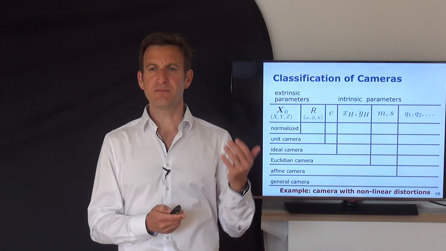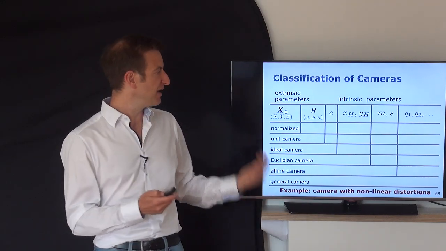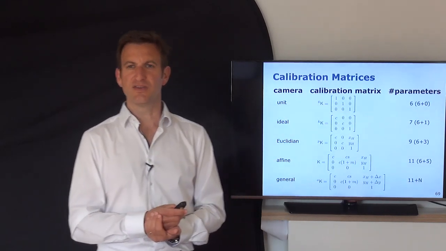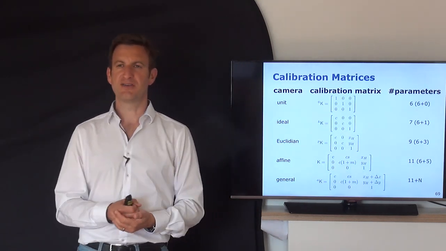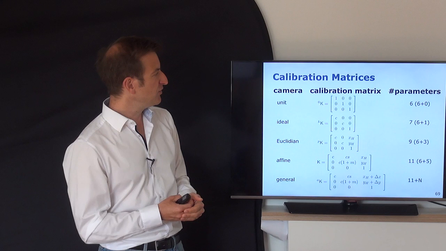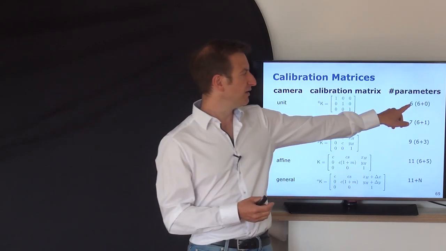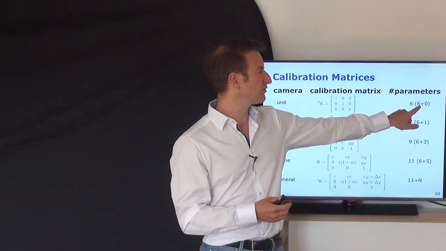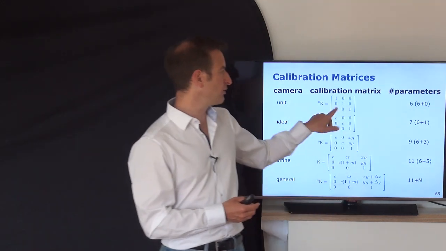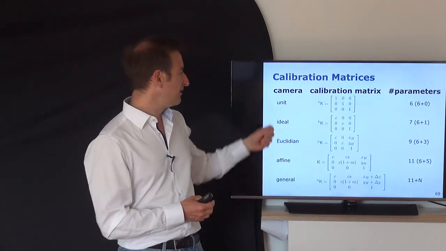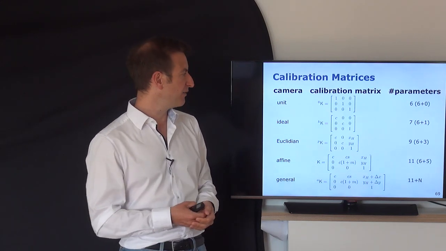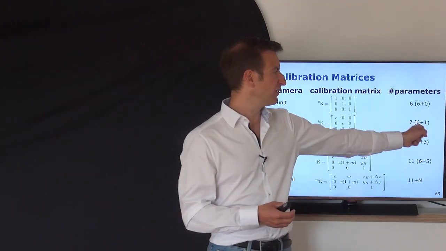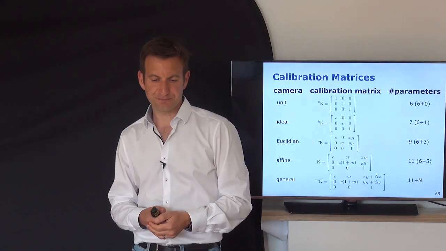And so these different cameras have different calibration matrices. Again, for the unit camera, the calibration matrix is an identity matrix. That means the overall number of parameters is 6, because 6 for the extrinsics, 0 for the intrinsics. There are no free parameters in here. The ideal camera just has a camera constant, which is the same for the x and y direction. So this is 6 plus 1, 7 degrees of freedom.